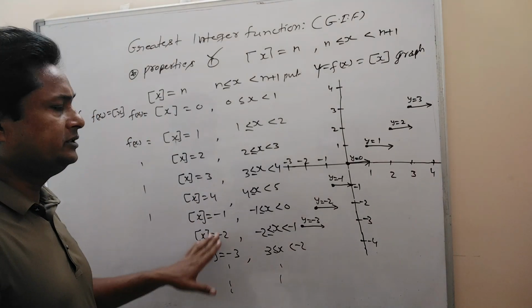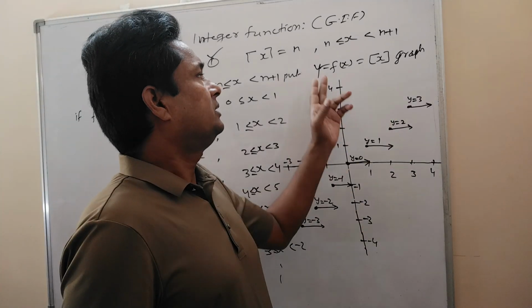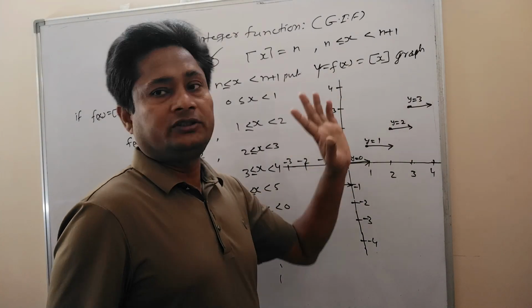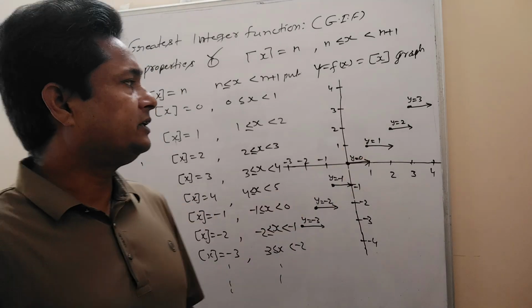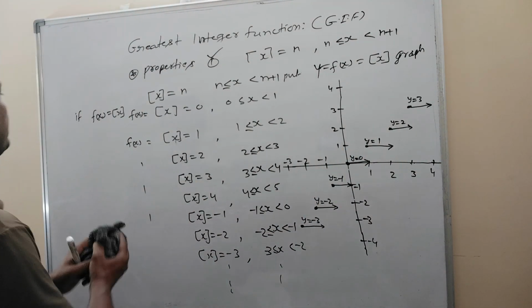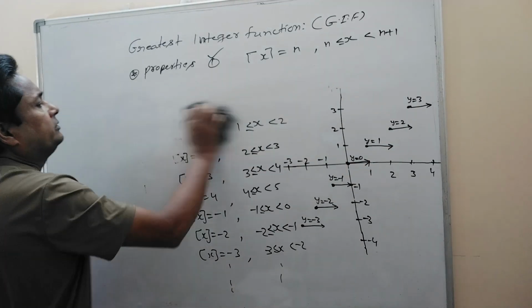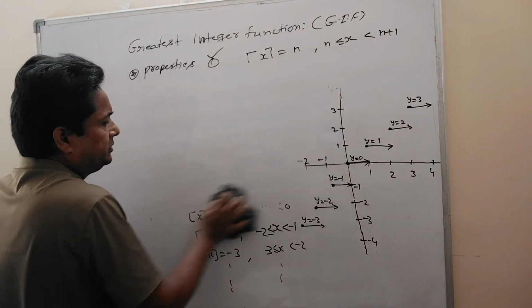Whatever the value it gives, I have marked here as greatest integer function. So this is the graph of greatest integer function. Now we can use the property of this one to solve any question.